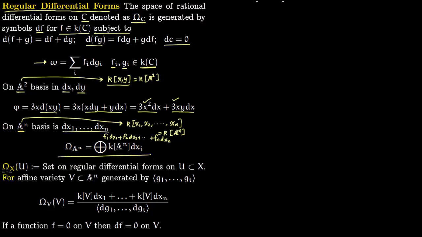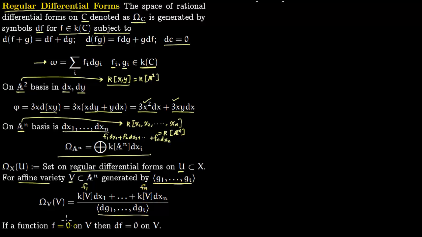So this is An. So what is omega of X? This is the set of regular differential forms on an open set of this variety X. Say you have an affine variety V, which is generated by polynomials g1 to gt. So this is the ideal corresponding to this variety V. For the differential form, you have k[V] dx1 all the way to k[V] dxn, and in the denominator you take the differentials. That just means you have a function f1 which lies in the coordinate ring k[V], f2 dx2 with f2 in k[V], and fn dxn with fn in k[V].